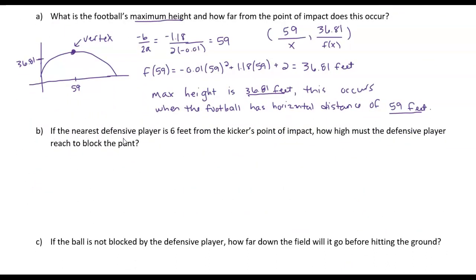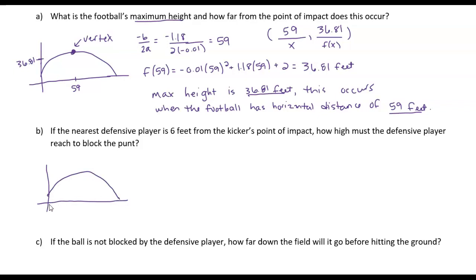Another question they can ask is something like this. It says, if the nearest defensive player is 6 feet from the kicker's point of impact, how high must the defensive player reach to block the punt? So if we could draw out this situation here, once again, we've still got the same parabola happening.